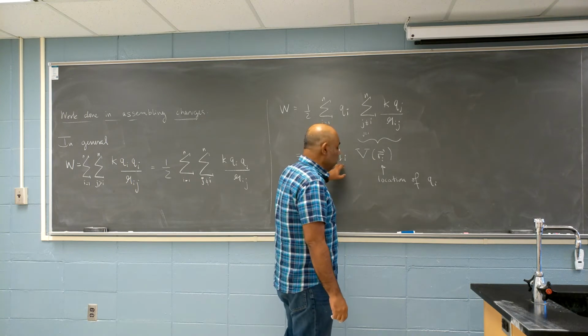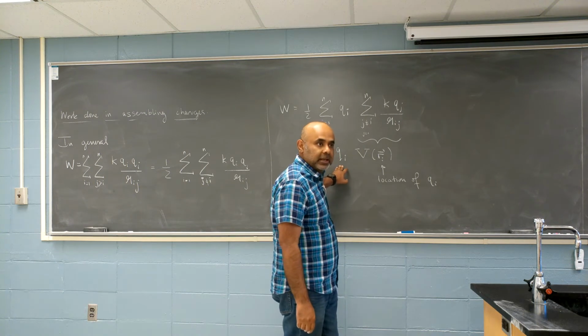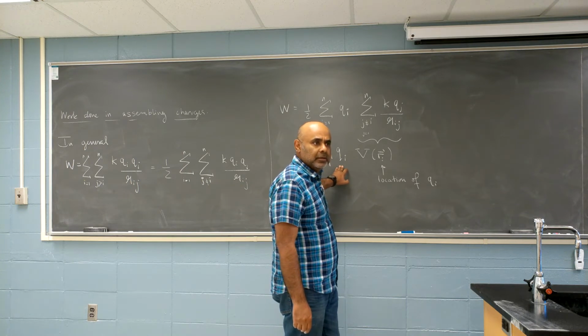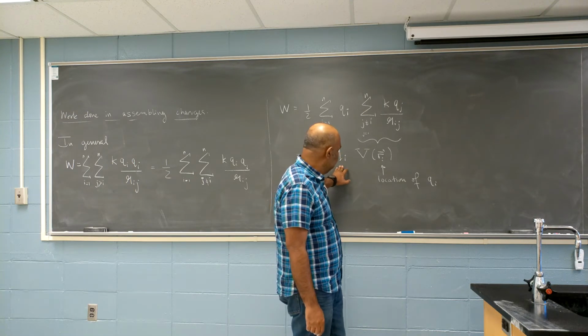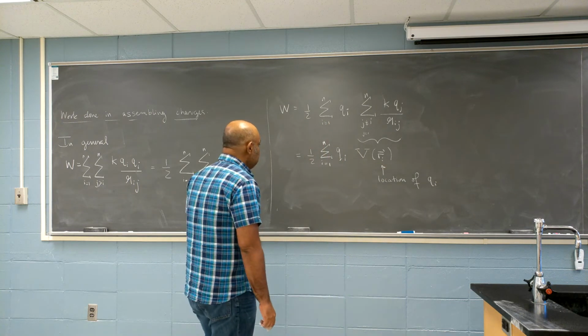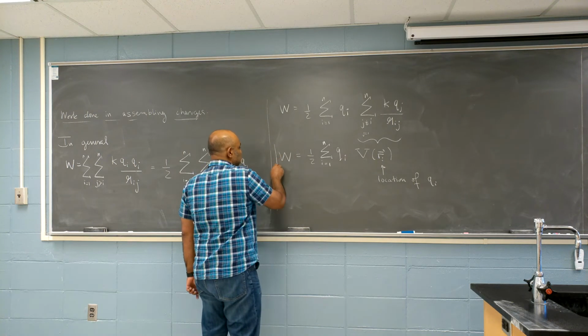So when you do that, you don't include the self potential. Qi doesn't see a potential on itself. What would be the problem if it did? It would be infinite, right? The distance goes to 0. So Qi doesn't see potential on itself. It's the potential due to the other charges. This is the discrete version.